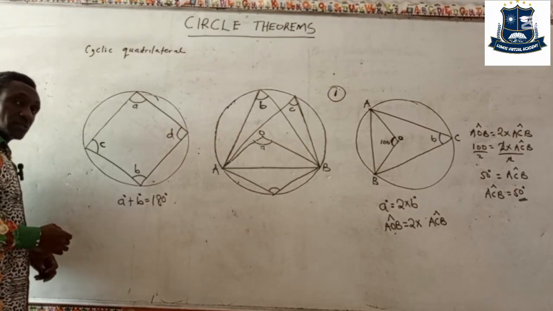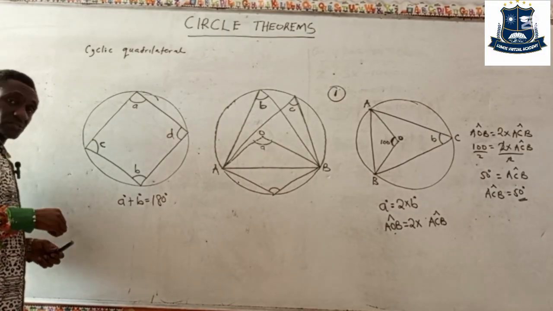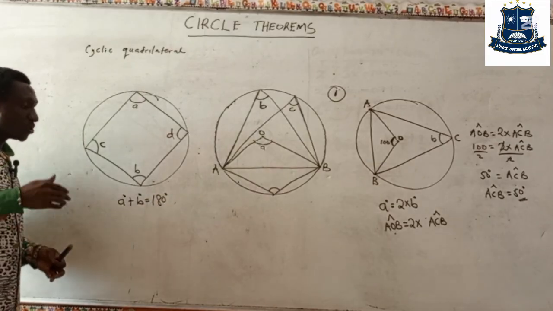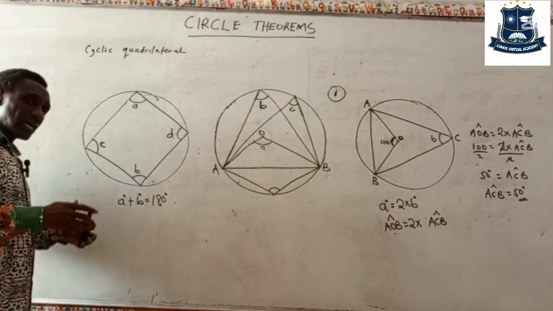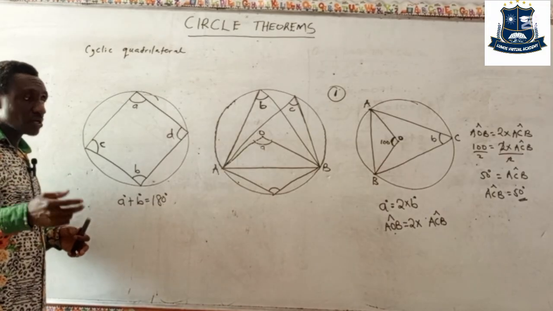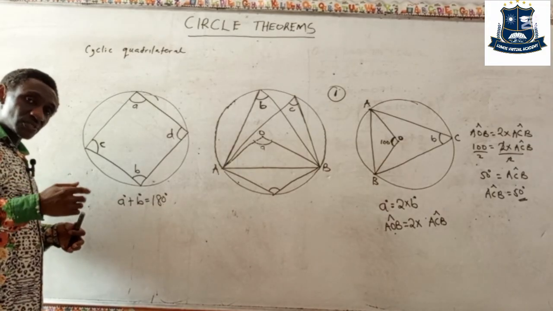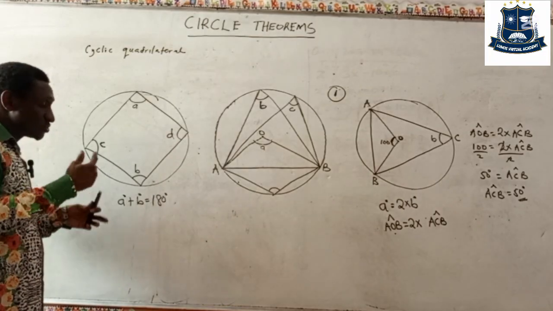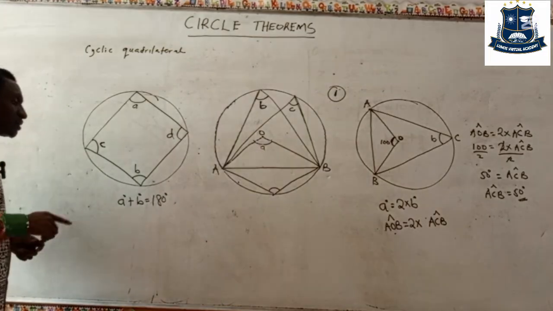And because they are angles in a cyclic quadrilateral that are opposite each other, they will always add up to give you 180. And two angles that add up to give you 180, we say they are supplementary. If two angles add up to give you 90, we say they are complementary. But if they add up to give you 180, we say they are supplementary. So opposite angles of a cyclic quadrilateral are supplementary.